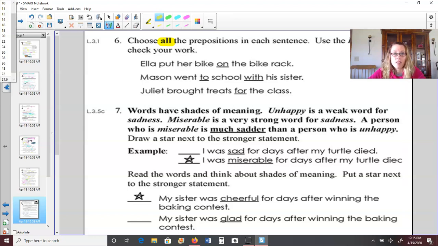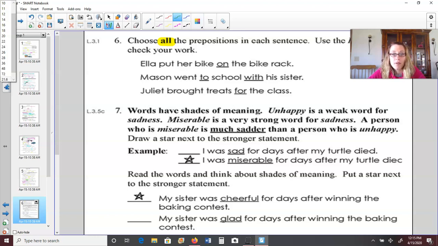Use the help pages to check your work. Remember what I've said in my past videos with prepositions, boys and girls. I think it's best to try to eliminate other parts of the sentence like adjectives, nouns, pronouns, articles, and usually what you're left with would be your preposition.